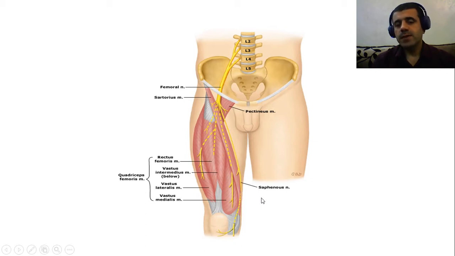The saphenous nerve is the sensory branch of the femoral nerve, which supplies the inner thigh, as we said, the shin, and the arch of the foot.